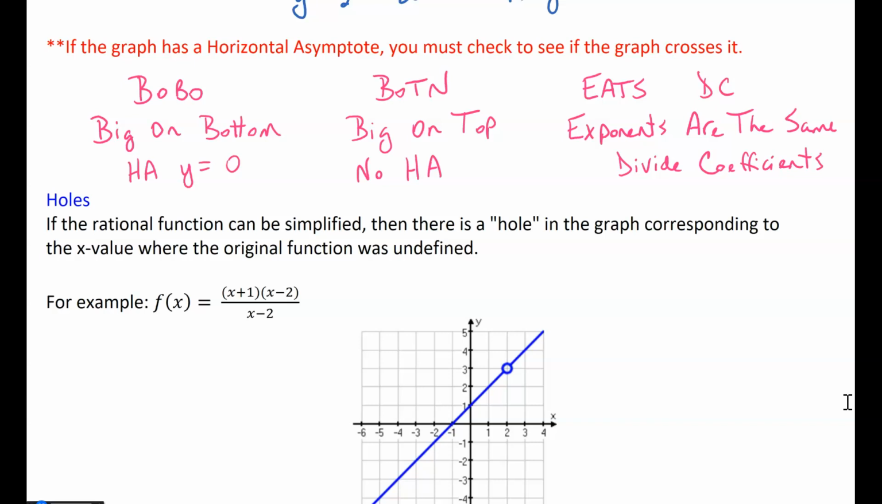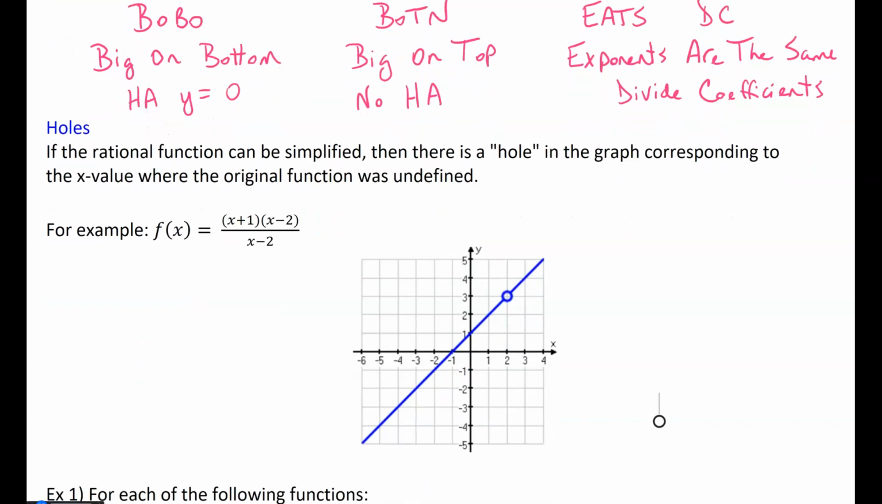So the next thing I want to talk about are holes. Okay. So if you have a rational function which can be simplified, then you get a hole in the graph where the original function had an x value that was undefined. Okay. So this is a very basic example here. We started with f of x equals x plus 1 over x minus 2, and with an x minus 2 in the numerator as well.